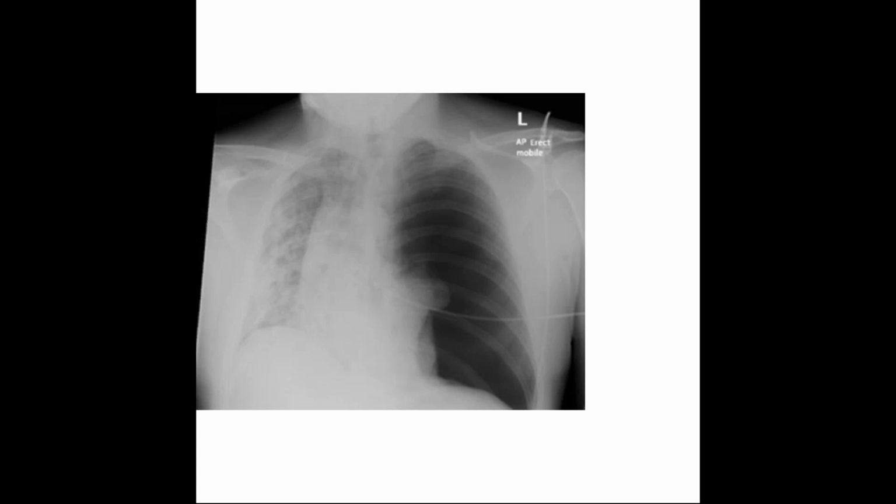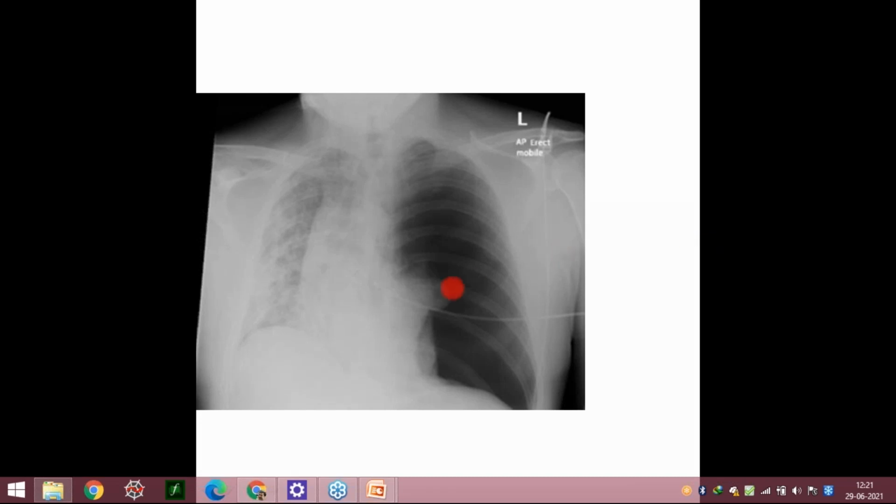However, the right side is also not completely clear. What we are seeing is small opacities, patchy consolidation on the right side. Also, one more thing that you will notice is that the cardiac border is completely shifted towards the right side. You are not able to see anything on the left side, which is again suggestive that there is something on the left side which is pushing the upper as well as the lower mediastinum towards the right side. So this is a classical X-ray of a pneumothorax.